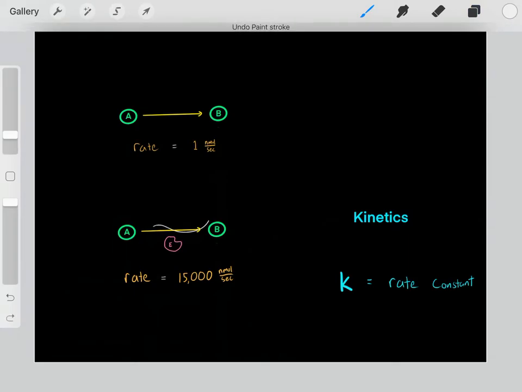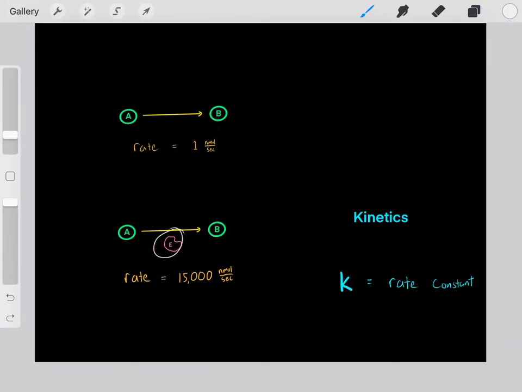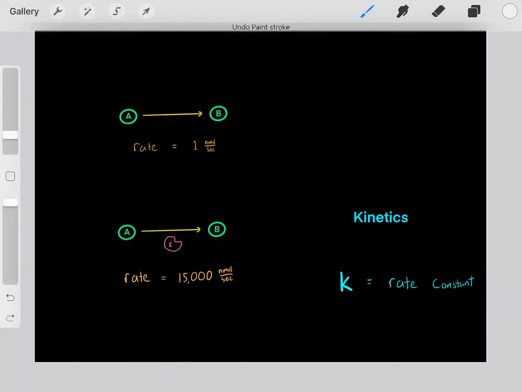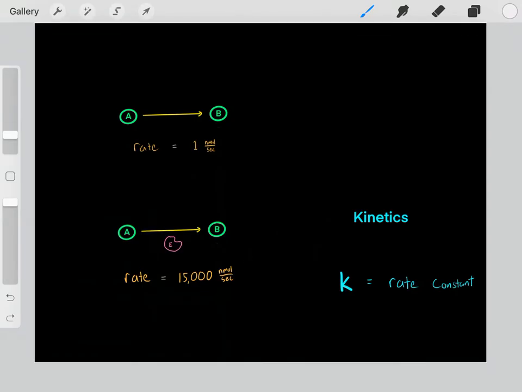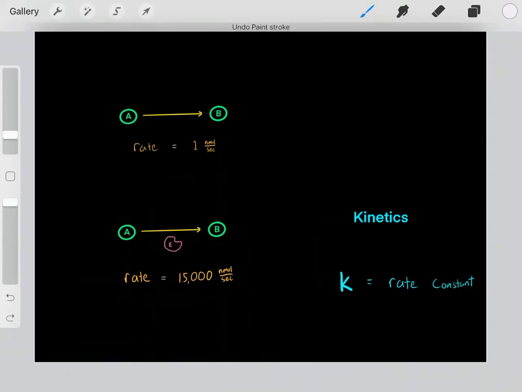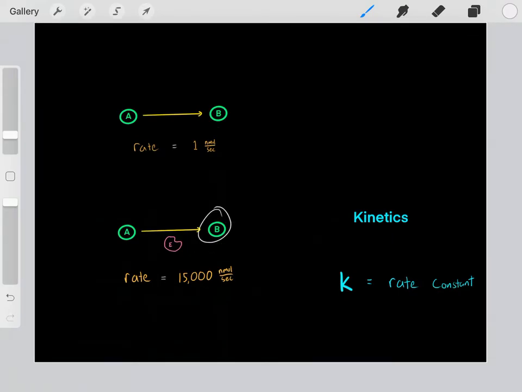Compound A converted into compound B, but now let's say we have an enzyme. So now let's say this enzyme catalyzes this chemical reaction and makes this chemical reaction occur much faster. So now maybe this reaction has a rate of 15,000 nanomole per second. That means 15,000 nanomole of the product B is made per second.